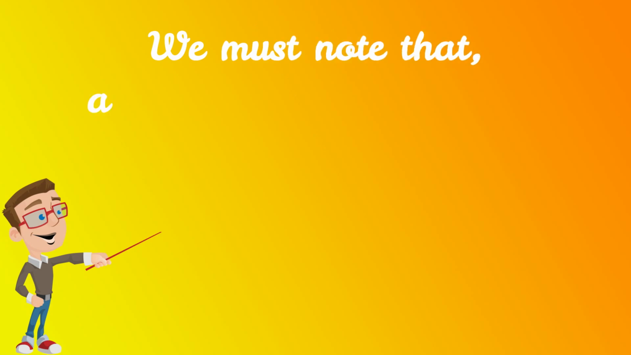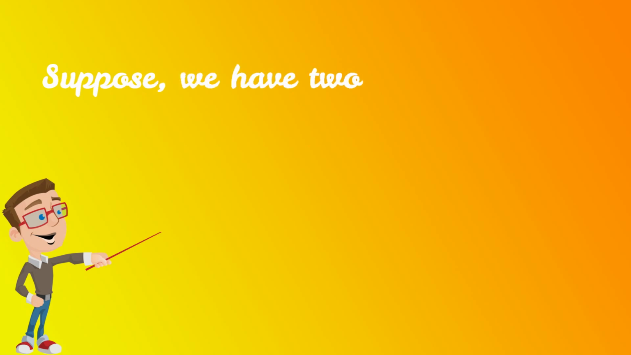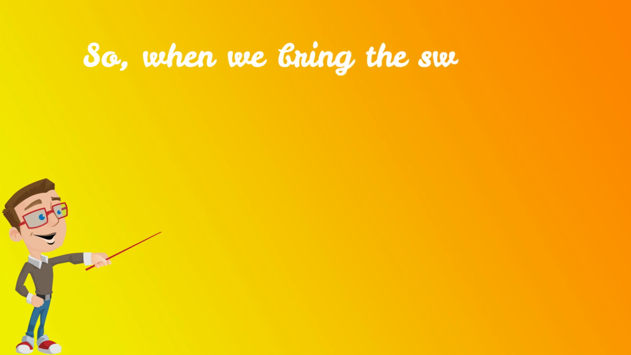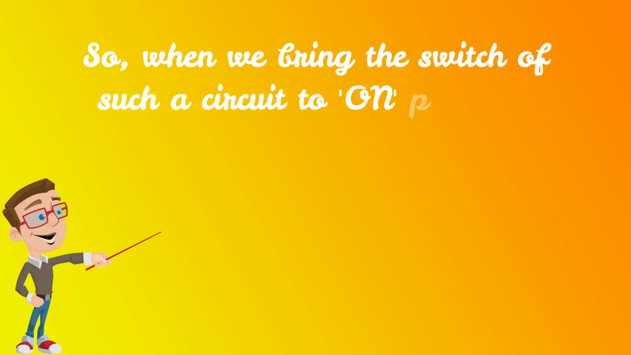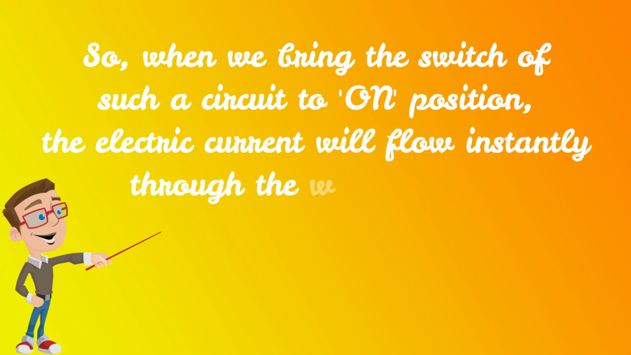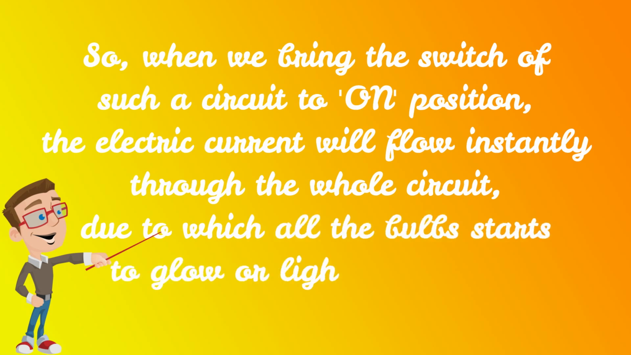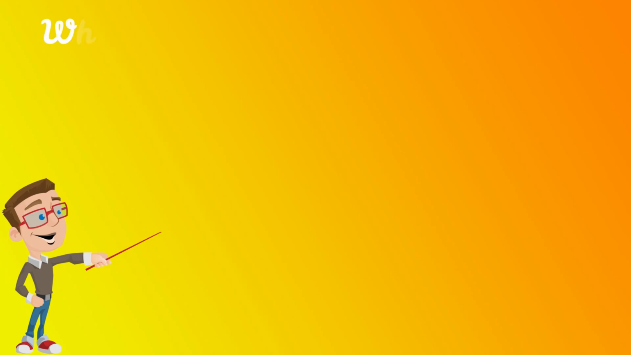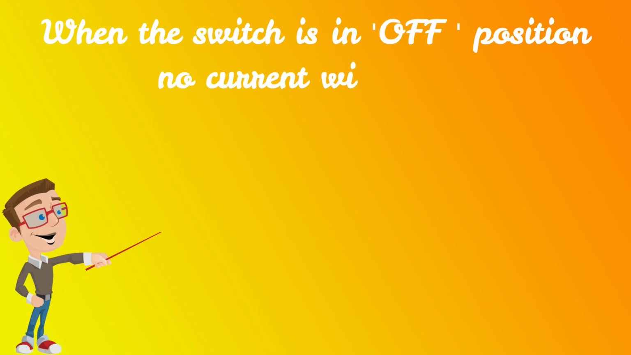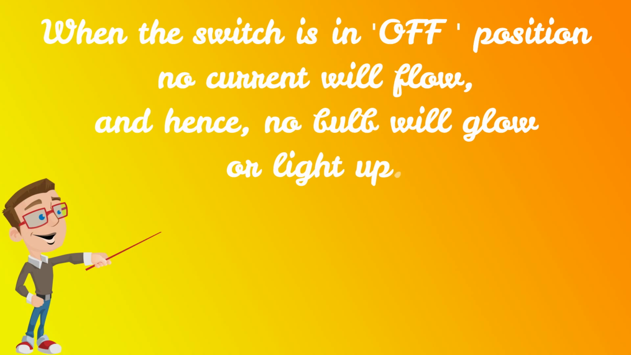We must note that a switch can be connected anywhere in the circuit. Suppose we have 2 or more bulbs connected in the same circuit. Now, when we bring the switch of such a circuit to the on position, then electric current will flow instantly through the whole circuit, due to which all the bulbs will light up or glow together at once. When the switch is in the off position, then no current can flow in any part of the circuit, and hence no bulb can glow or light up.